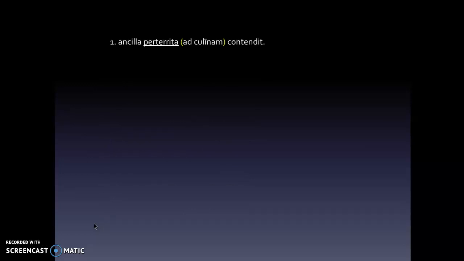All right, first we have ancilla perterrita ad culinam contendit. Ad culinam is a prep phrase, so we're going to set that aside. Perterrita is an adjective. It's modifying ancilla. Nice and easy because they're from the same declension. We've got a nominative subject and our verb. So the terrified slave girl hurried to the kitchen.